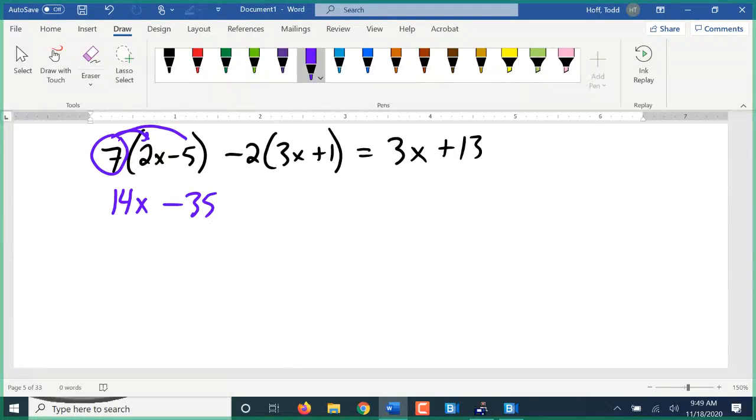Second set of parentheses, there's nothing to do inside there. So I'm going to multiply, but not by 2. It's actually a negative 2. Negative 2 times 3x is a negative 6x. Negative 2 times 1 is a negative 2.